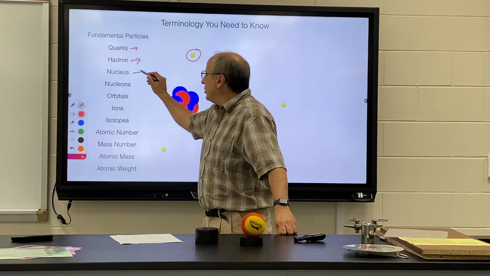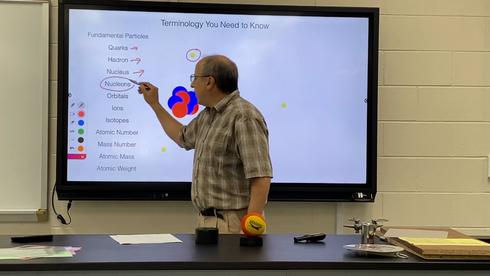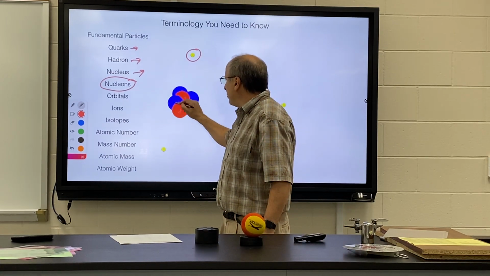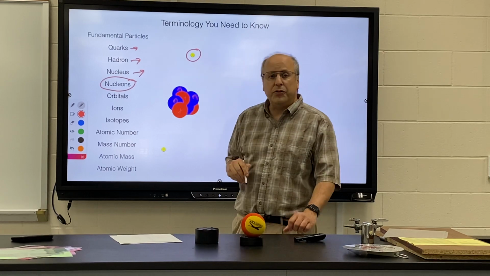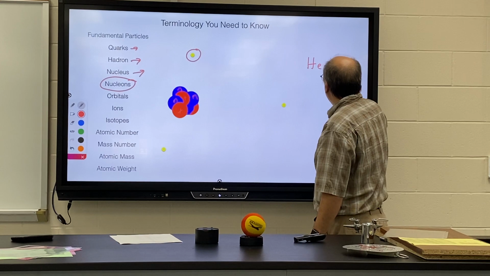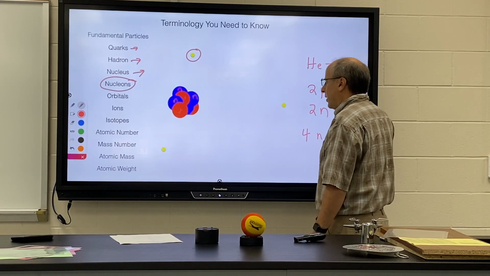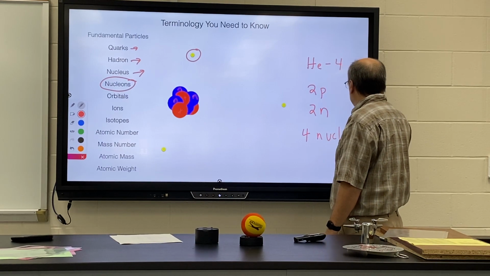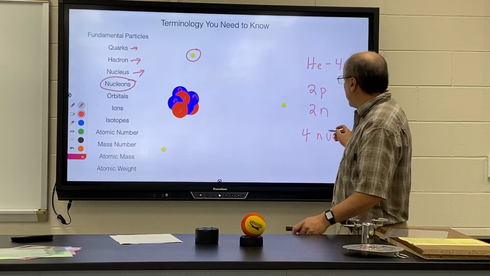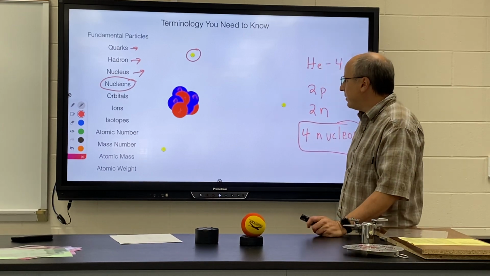The nucleus, as you know, is the center of the atom. Nucleons are particles that build the nucleus, so they would be your protons and your neutrons. Collectively, they're called nucleons. So when we had helium-4, it had 2 protons, 2 neutrons, which gives you 4 nucleons. 4 particles that made up the nucleus. Doesn't matter what they are when you're saying nucleon. It's just the total number of particles in there.